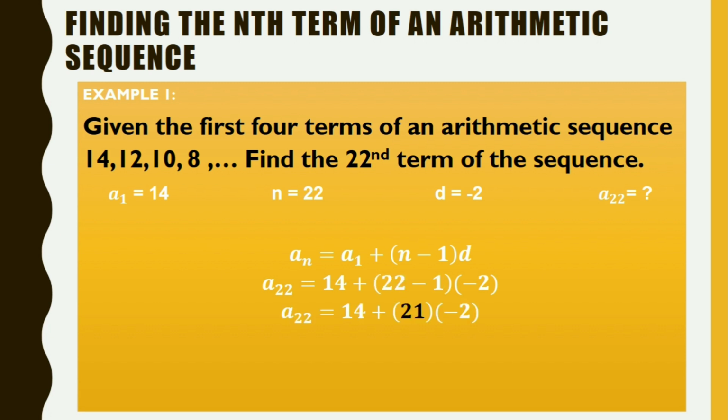Okay, a sub 22 is equal to 14 plus 21 times negative 2. Next, 21 times negative 2. A sub 22 is equal to 14 plus negative 42. And to get the value of a sub 22, 14 plus negative 42, a sub 22 is equal to negative 28. Therefore, the 22nd term of the given sequence is negative 28.